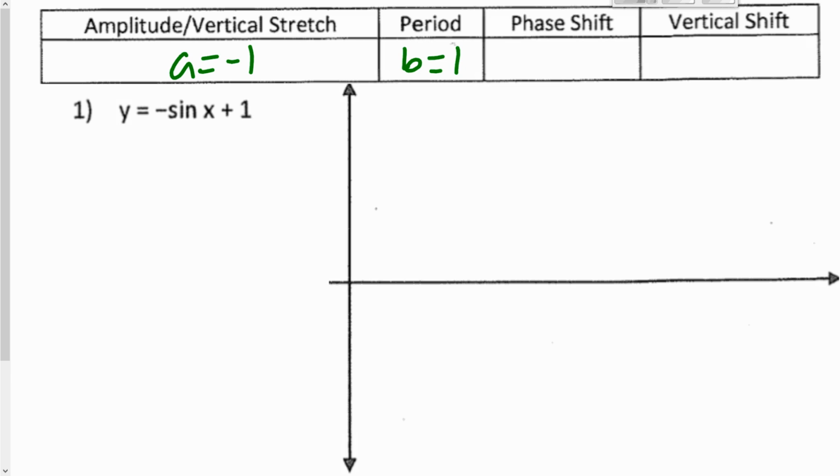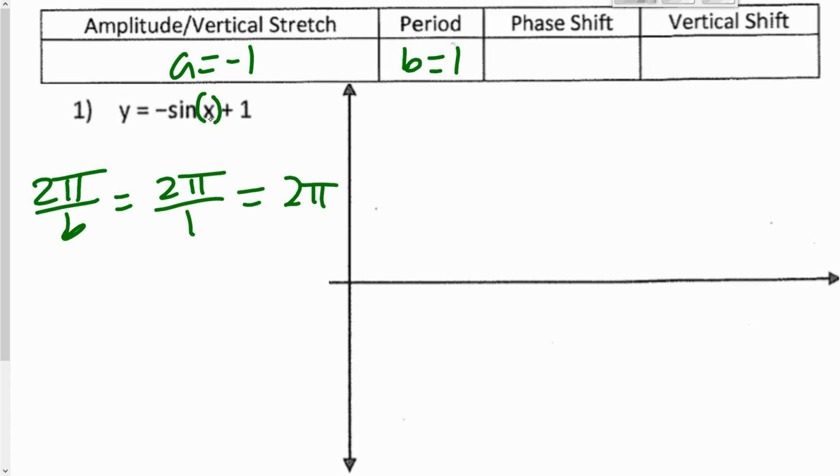My normal period is 2 pi, and then I have to divide that by my B. So for this one, it's still going to be 2 pi. Okay, and then because this is just sine of x, right? So I could put parentheses there.